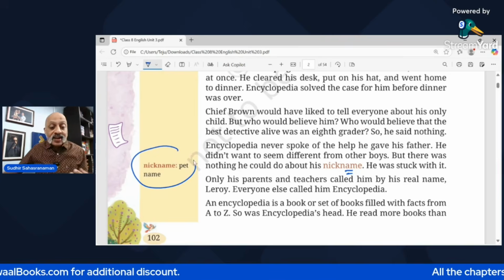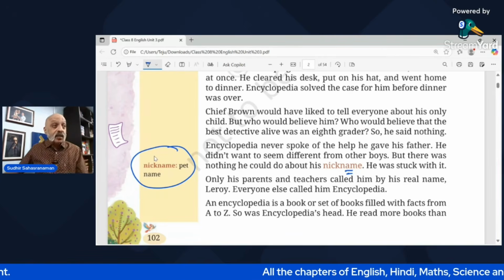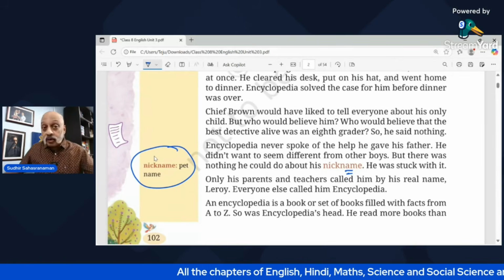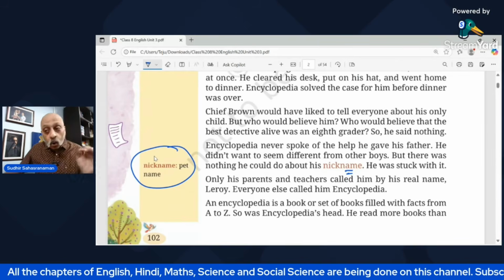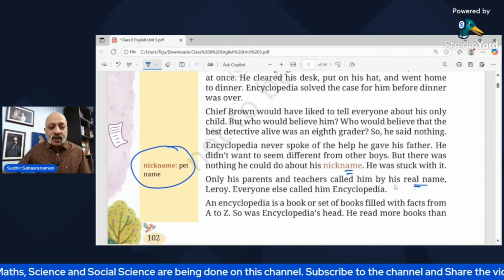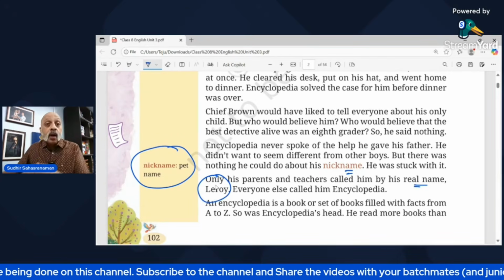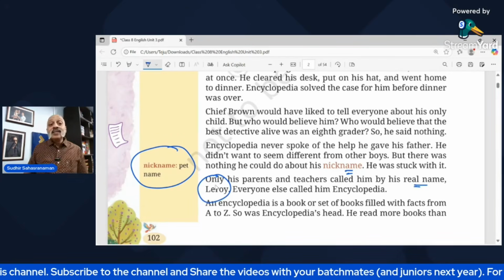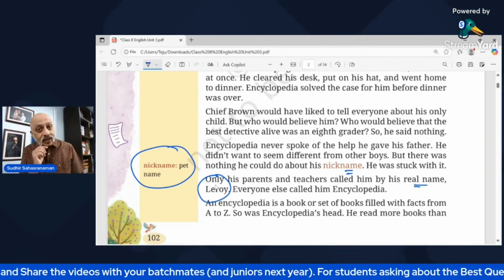So it means that Encyclopedia was not a name given to him by his parents. That is something that he was called. That was his nickname, a pet name. Okay. And he was stuck with it. Only his parents and teachers at school called him by his real name, which was Leroy. So his name was Leroy Brown, but he was called Encyclopedia for a specific reason. Everyone else called him Encyclopedia.